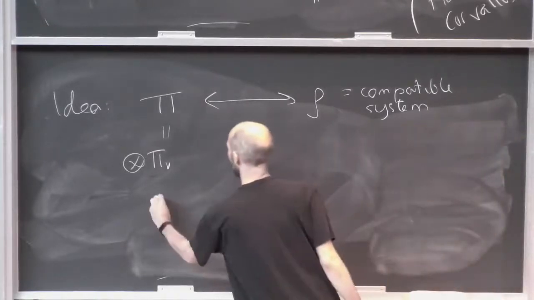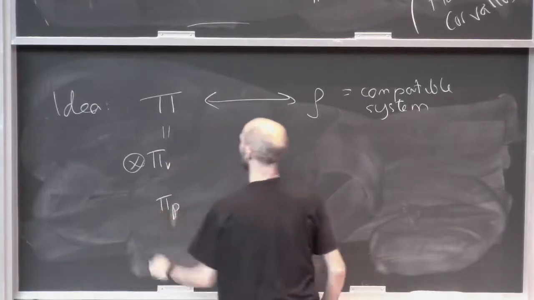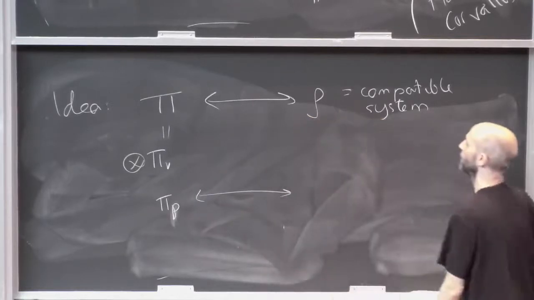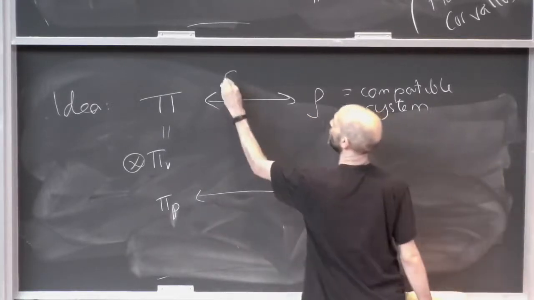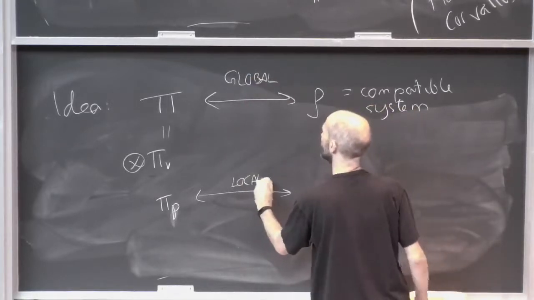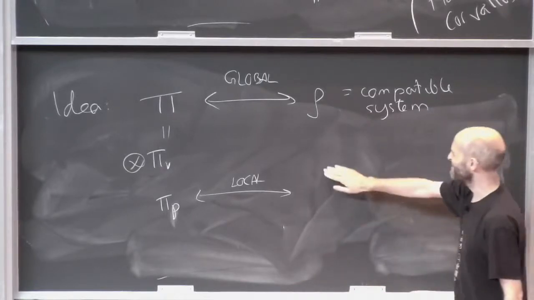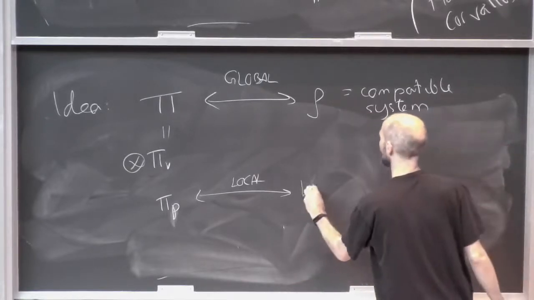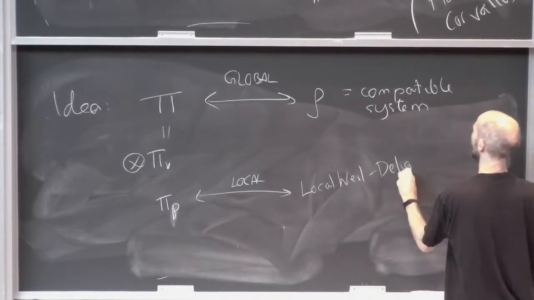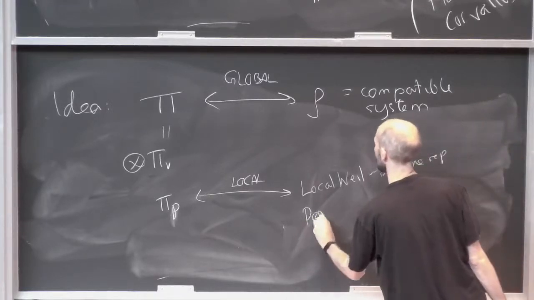And the idea is that π_v, if v is a finite place, I'll just put p. If p is a finite place, this is global Langlands. By local Langlands, this π_p should correspond to, I need a local Weil–Deligne representation. That's what I need. And I showed you how to do that. There's this proposition of Grothendieck.